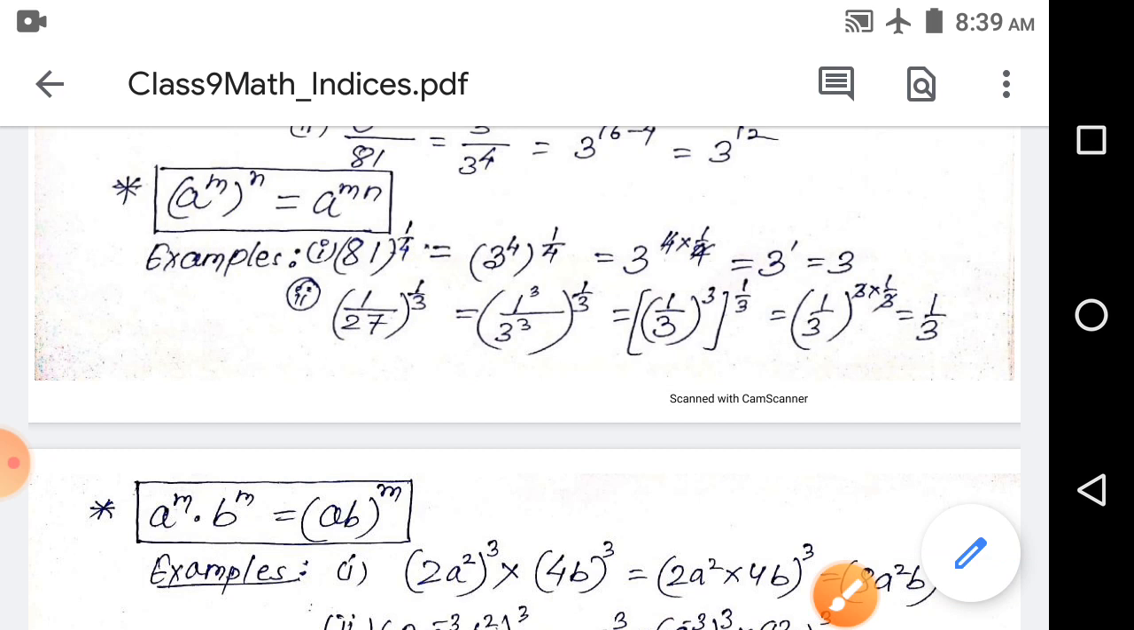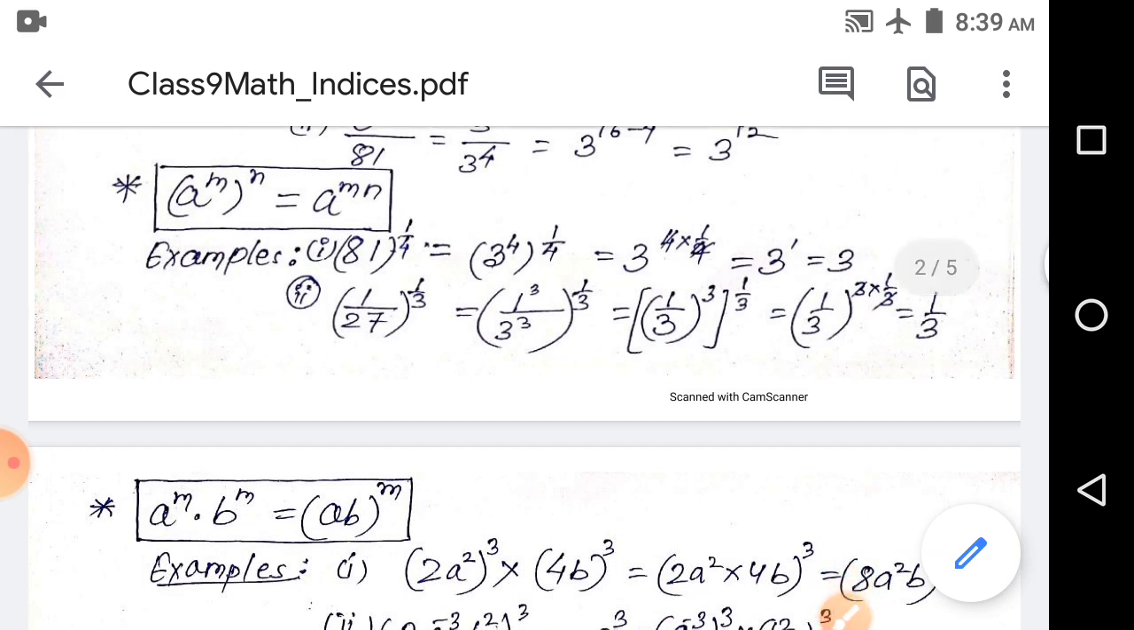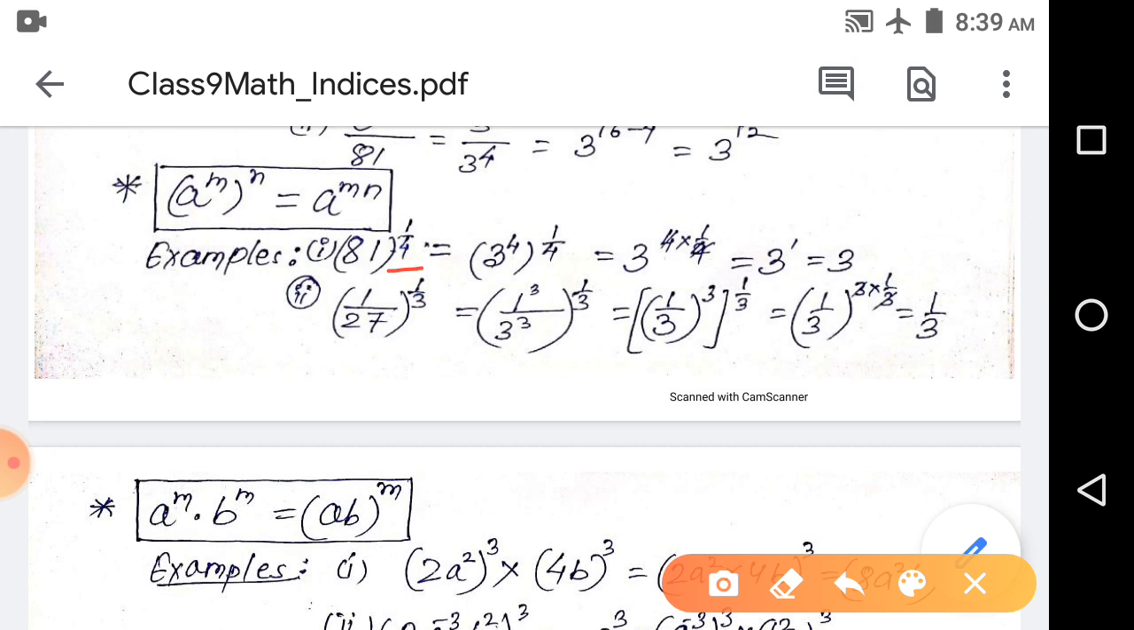Here we have 81 whole to the power 1 by 4. So 81 can be written as 3 to the power 4. Now 3 to the power 4 whole to the power 1 by 4, and these powers, these indices, can be multiplied together to get the final answer. So 3 to the power 4 into 1 by 4. So it is 3 to the power 1, and the answer is 3.